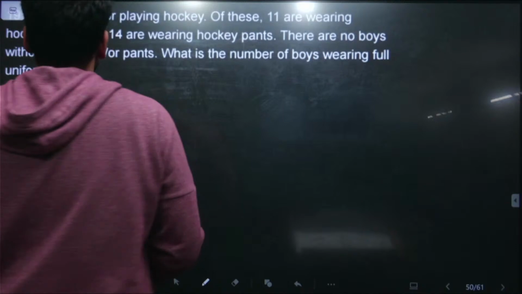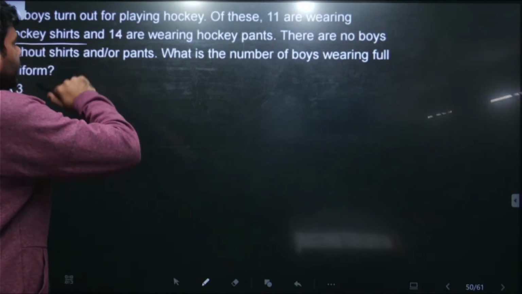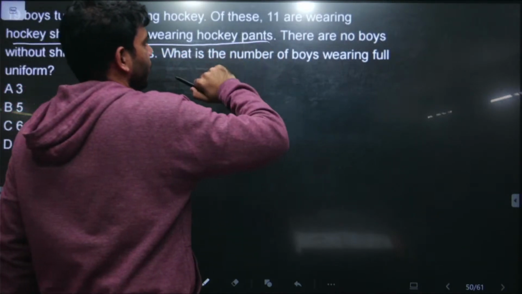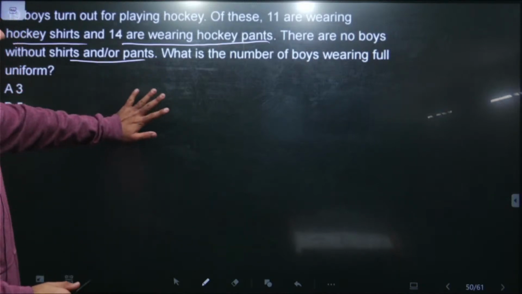So this is the next question. 19 boys turn out for playing hockey. Out of these, 11 were playing with hockey t-shirts and 14 were playing with hockey pants. And there is no boy without shirt or pant. What is the number of boys wearing full uniform?